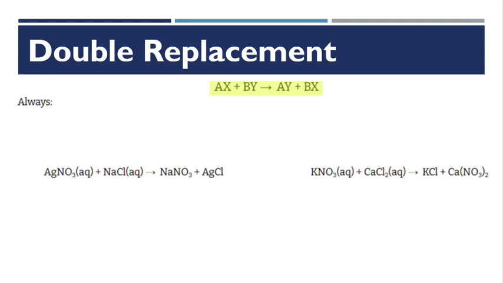Now, double replacement is our last and biggest type. And you can see by this generic equation already that there's a lot of compounds in here. In fact, in order to be a double replacement reaction, you have to have two compounds on each side of the chemical equation. And that's really it. This is the only type of reaction that's going to be compound plus compound, making a compound and a compound.